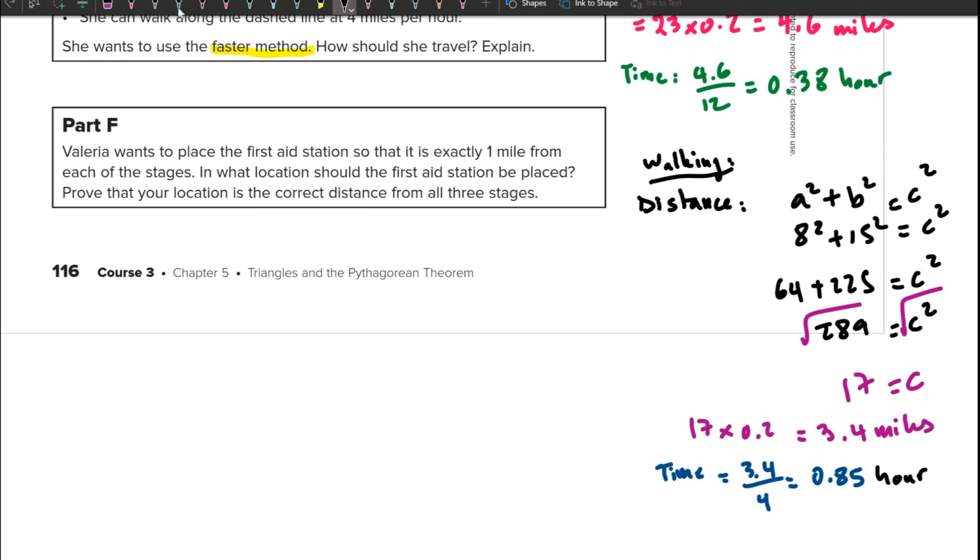She will travel by using the golf cart. That is the faster method, because the golf cart takes 0.38 hours to go from one station to the other station, instead of walking, which is 0.85 hours. All right.